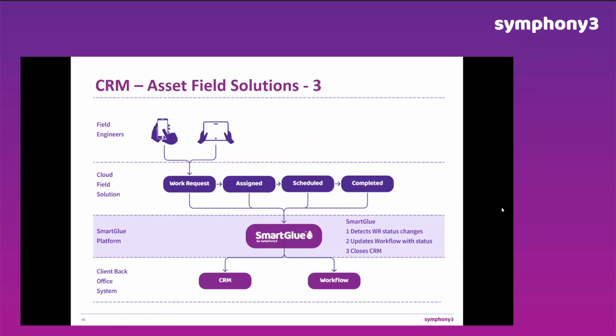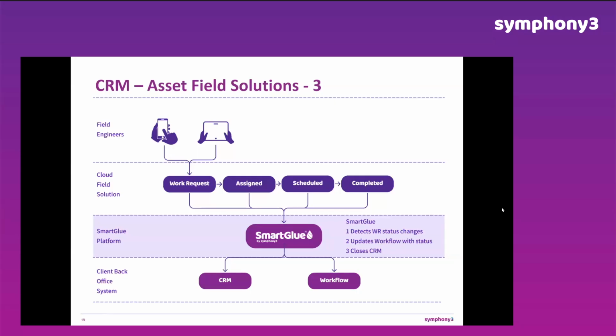Okay, so within the asset solution, the work request generally goes through a process of being picked up, reviewed, assigned, scheduled, and then completed. Occasionally you'll also get public or private comments that want to be surfaced back into the CRM solution as well. So SmartGlue picks up those status changes and updates the CRM back in Altitude, updates and completes and determines the workflow, and will transfer any attachments that are required back as well.